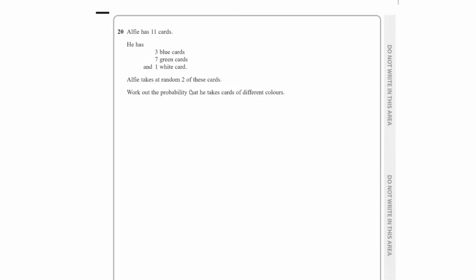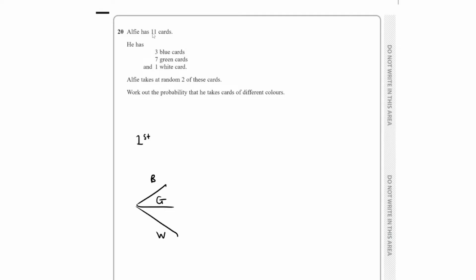So we want 1 set of branches for his first card, 1 set of branches for his second card. Now there's 3 colours, so I obviously need to split it into 3, trying to give myself enough space. So blue, green, and white. Now we obviously need to create the probabilities here as well. This is his first card.